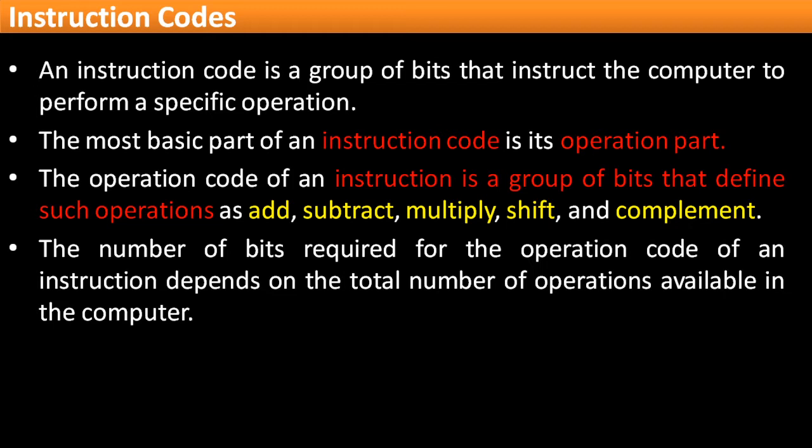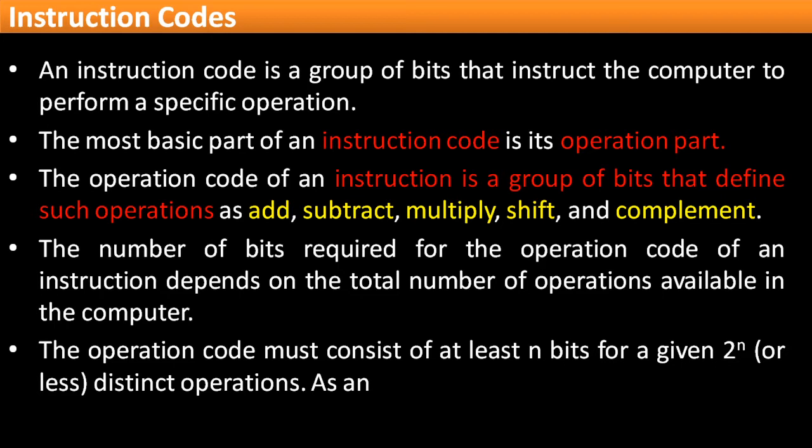The number of bits required for the operation code of an instruction depends on the total number of operations that are available for the computer. So suppose a computer is having 16 operation codes, so we may require 4 bits, that is 2 to the power 4 is 16. So 4 bits can define all the operations of that particular computer. Now the operation code must consist of at least n bits for a given 2 to the power n or less distinct operations.